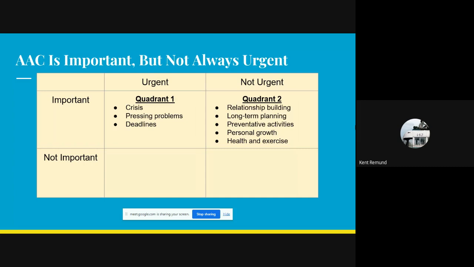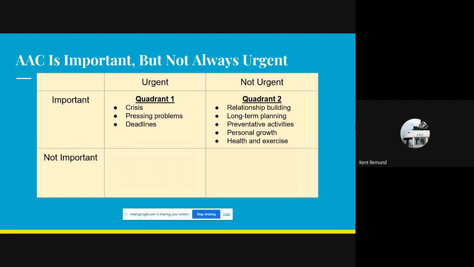Quadrant 2 are things that are important, but they're not necessarily urgent. So these are things like building relationships with people, with our students, long-term planning, preventative maintenance, working on personal growth, health and exercise. This is the category of things we know we should be doing, but maybe we're not, because if we don't do it right now, like how many people woke up this morning or went to bed last night thinking, I'm going to hit the gym in the hotel this morning. And then they woke up this morning thinking, that's not urgent, right?